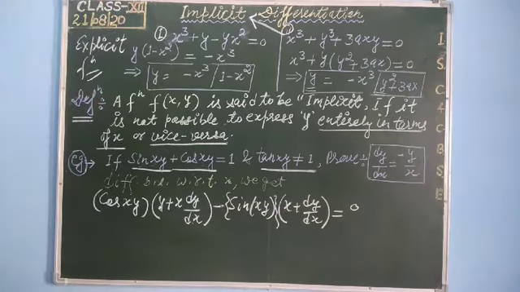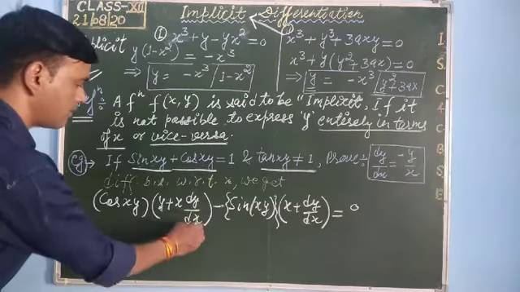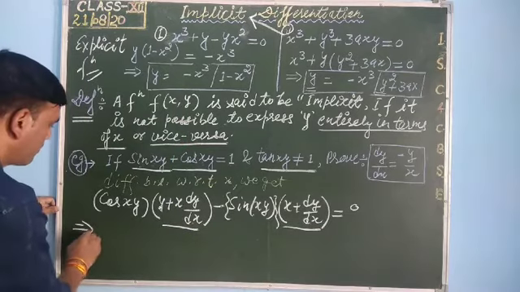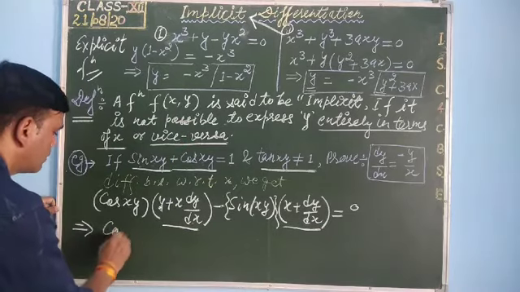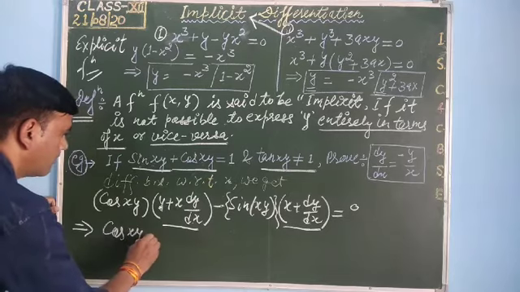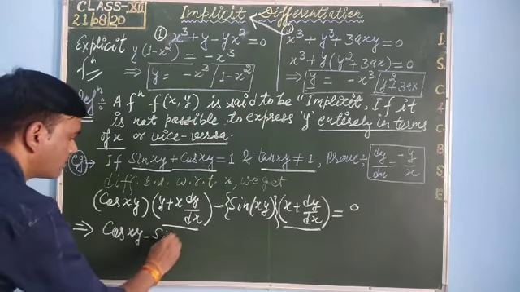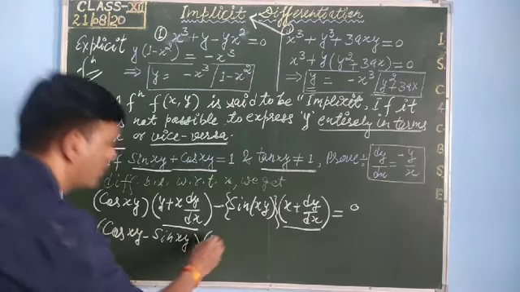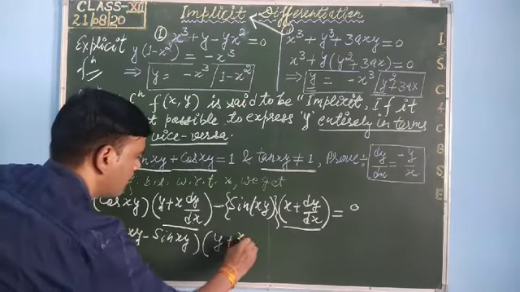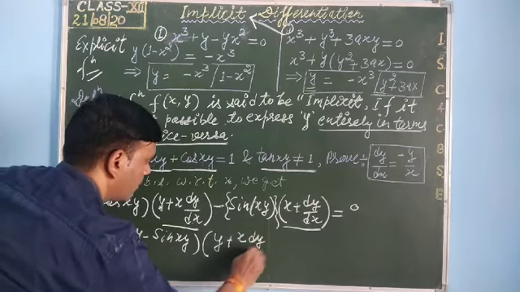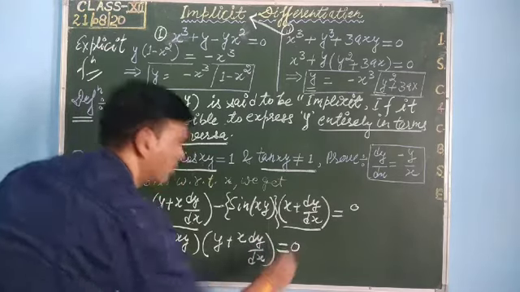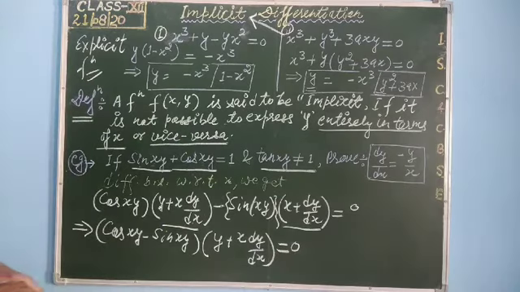So see students, here we have cos xy, y plus x dy by dx, minus sin xy, x plus dy by dx. Here y plus x dy by dx is common in both the terms. So we will get cos xy minus sin xy into y plus x dy upon dx is equal to 0. Now, the condition that is given here is that tan xy is not equal to 1.